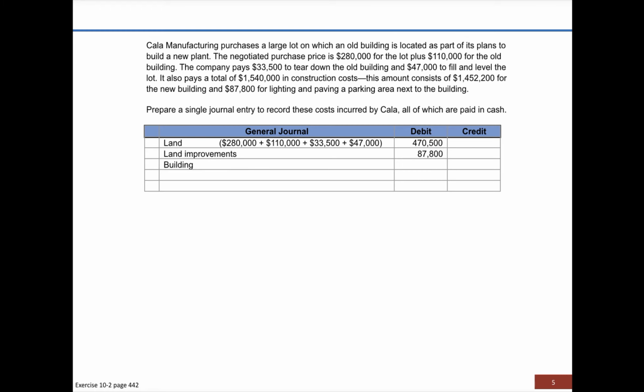Land improvements were given down there as lighting and paving. So that's the 87.8, and then we're given construction costs on the new building as well. So add all those up together, and that will be my credit to cash. And obviously those are divided between those categories.